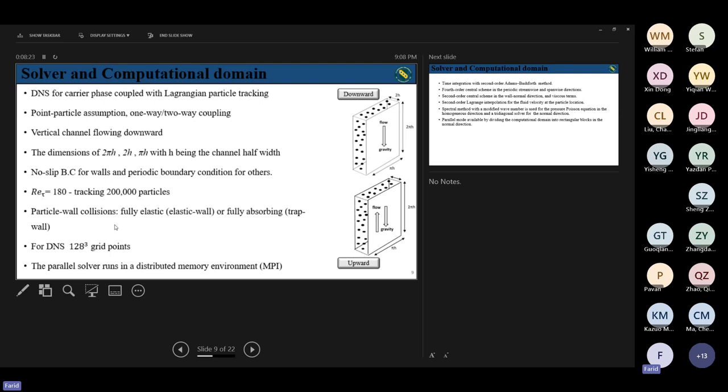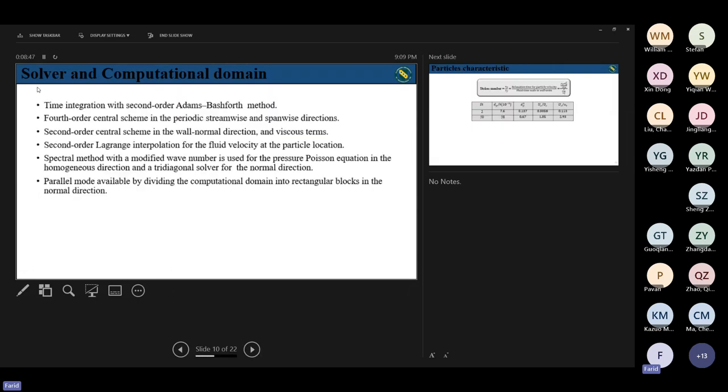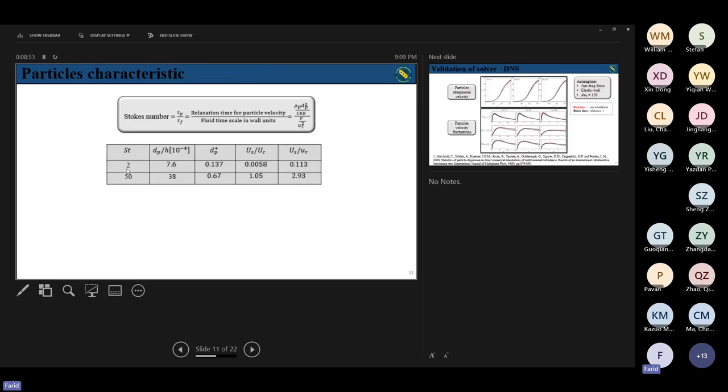I'm going to go through the detail of these two mechanisms and how they can affect the result that we can get. For the DNS study, we have a 128 mesh grid in each direction. Our solvers are parallel and run in a distributed memory environment, so we can increase the Reynolds number and the number of particles inside the channel. I don't want to go through the discretization details, which are not relevant to this discussion.